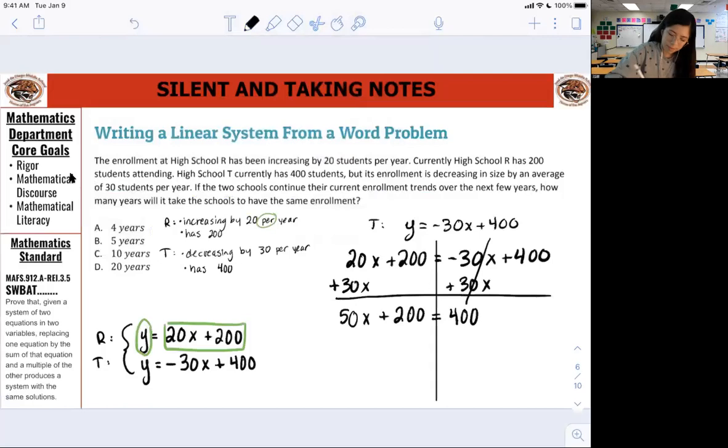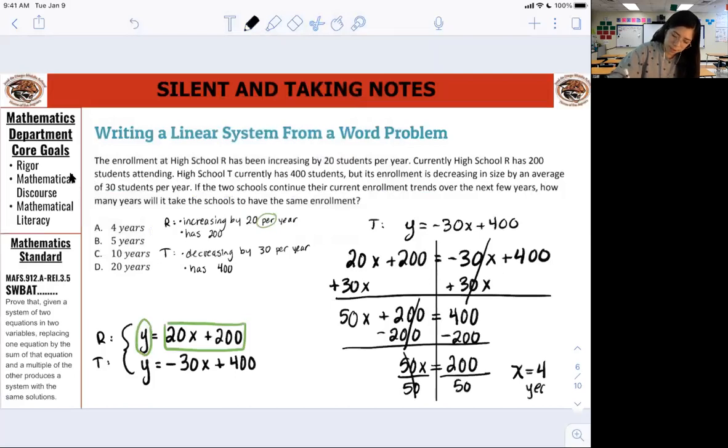Subtract 200. Good. 50x equals 200. Divide both sides by 50. What do I get? 4. We got 4. X equals 4. 4 years. Boom. Done.